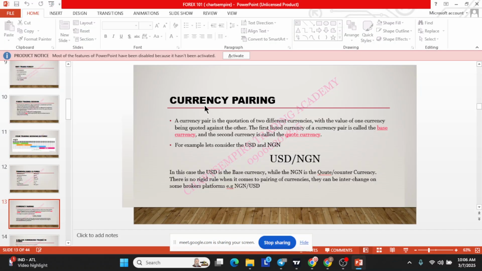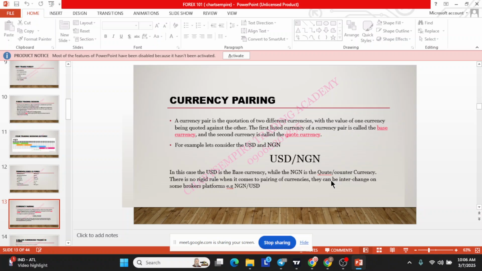Okay, so we start from currency pairing. With what we can see on our screen now, we have USD NGN. This is United States dollar against Nigerian naira. So in this case, the USD here is the base currency, while the other one is called the quote currency. So this is how we usually have a currency pair.